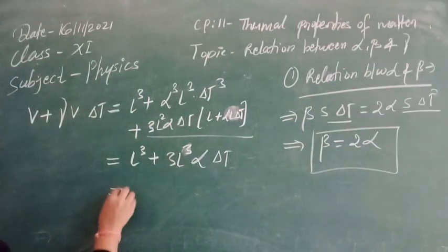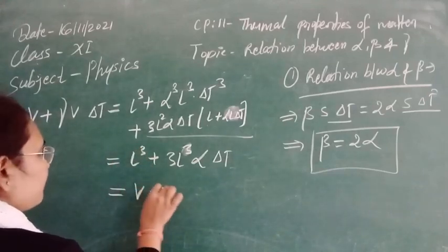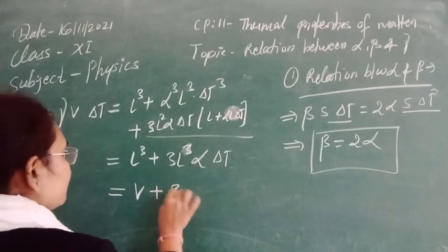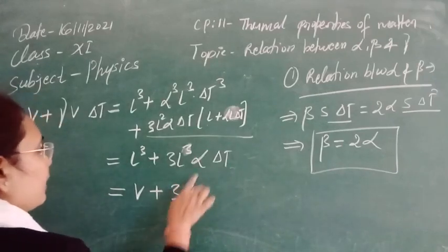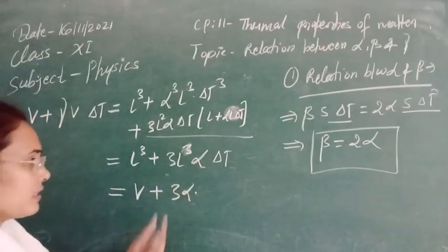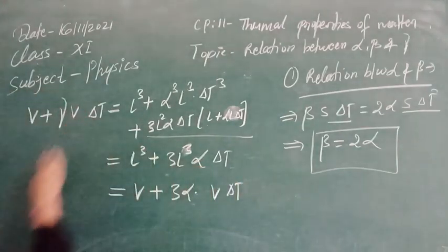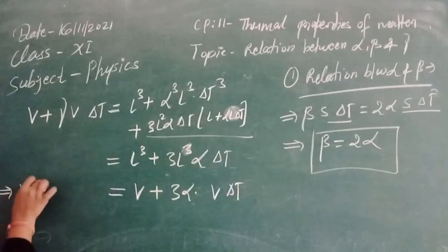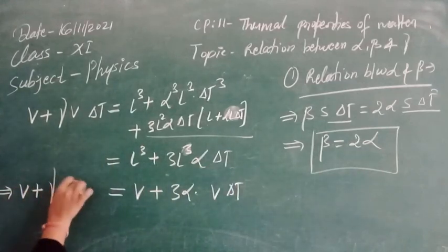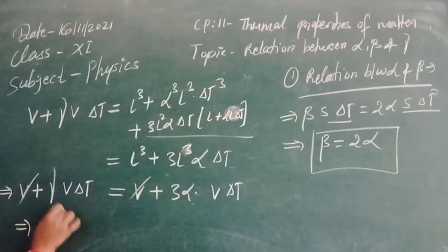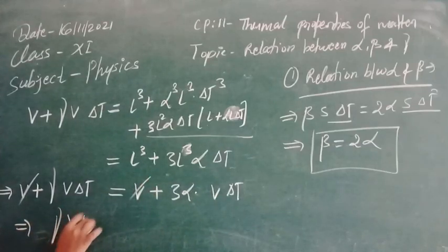In these two terms, L cube, you know, is the previous volume of the cube before expansion, and this one is written as 3 alpha. I have written it at a single place. L cube is again V. This will be delta T, and on this side we have V plus gamma V delta T. As V will be cancelled out from each side, we will have gamma V delta T.